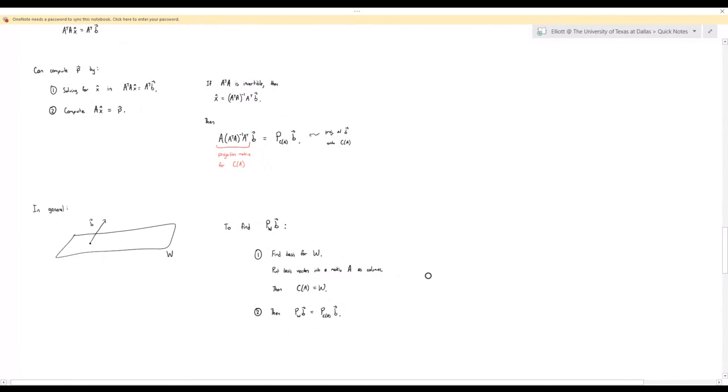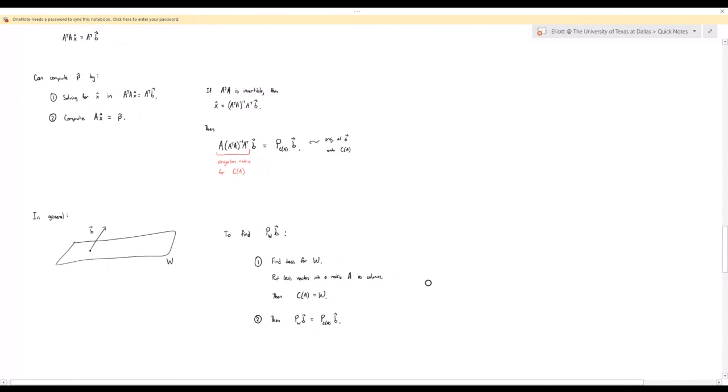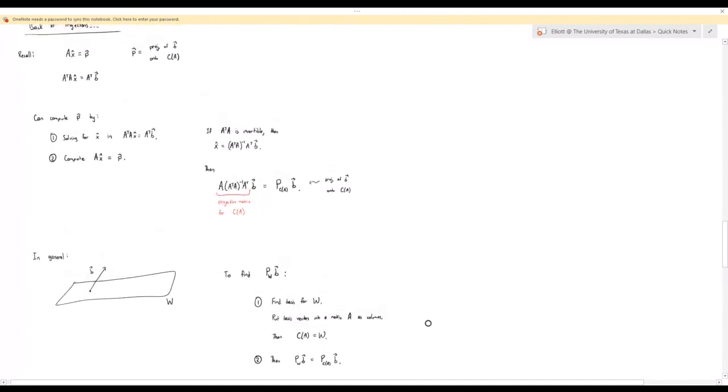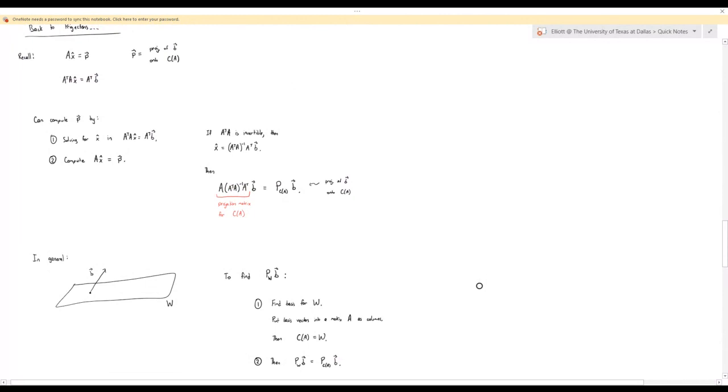All right, so I'll maybe do just one example to end the review. I'll make a quick comment and then I'll begin the example. So to compute the projection vector, the idea is to get the least square solution. Once you get the least square solution, just multiply it with A to get the projection, okay? If A transpose A is invertible, then you can use this formula specifically to calculate the projection.